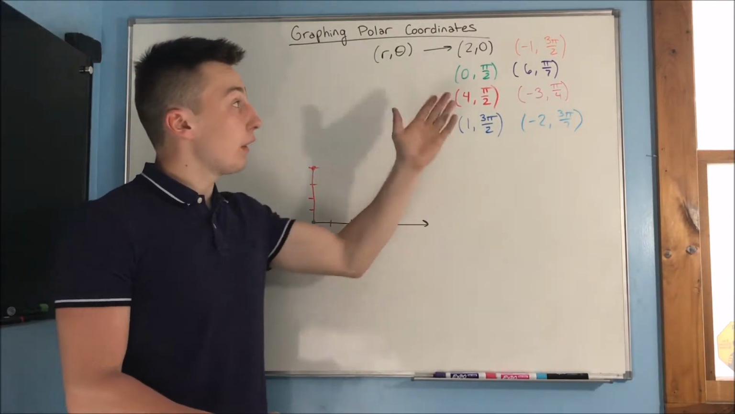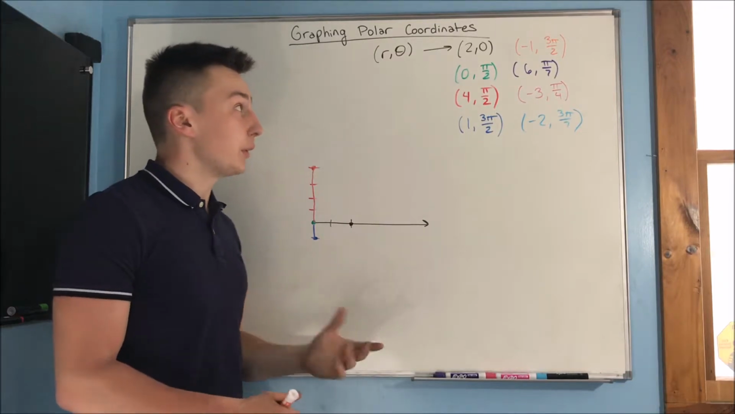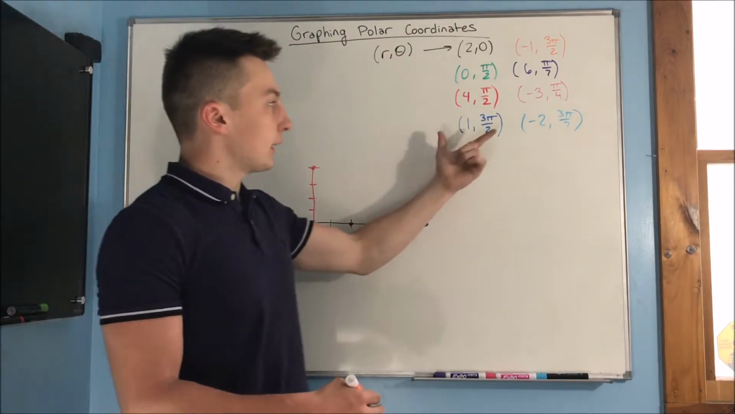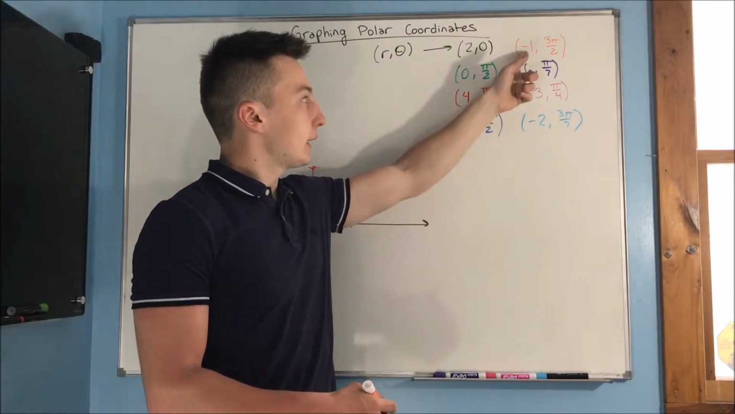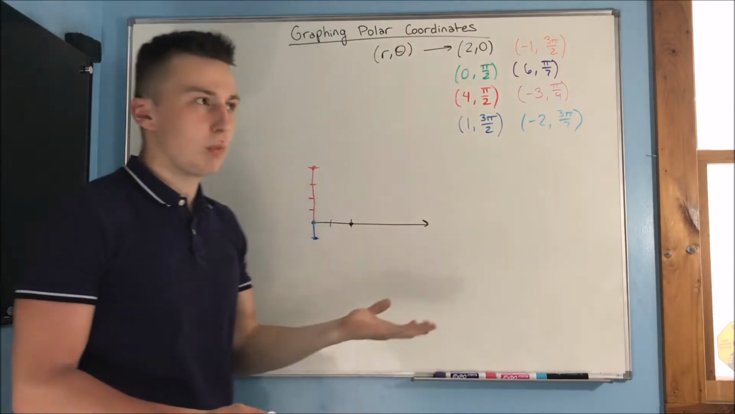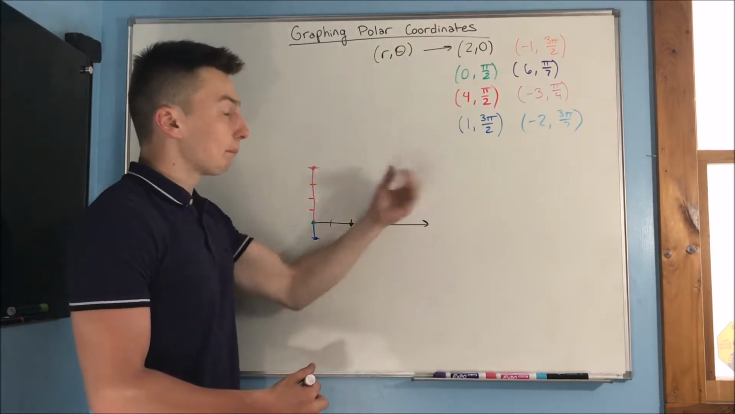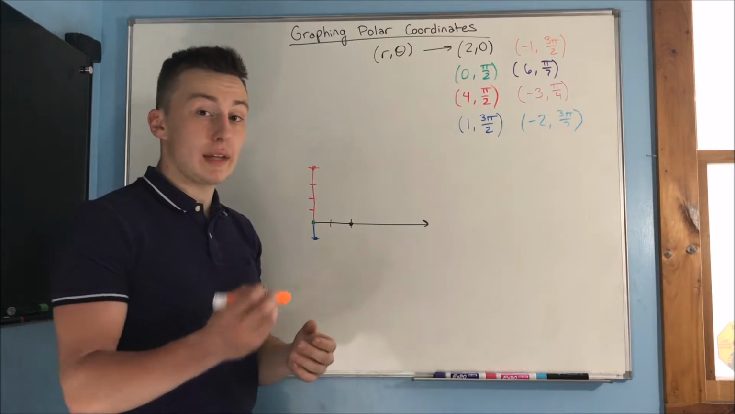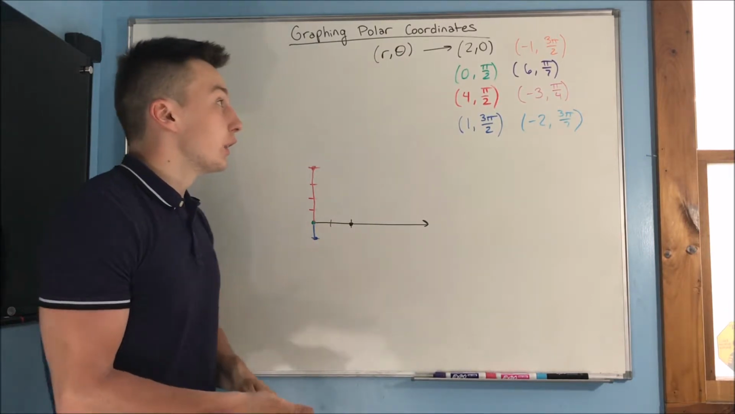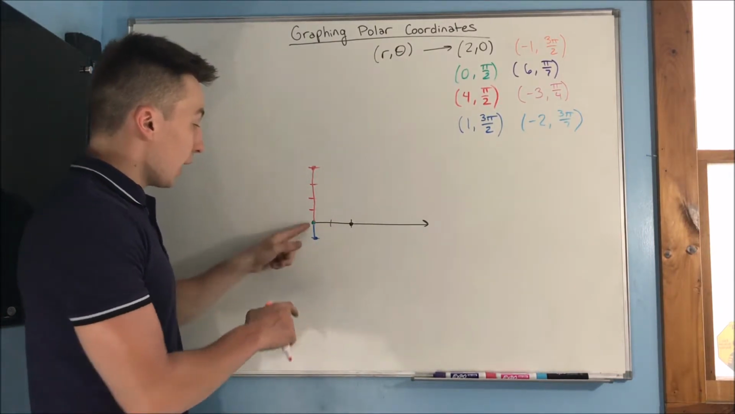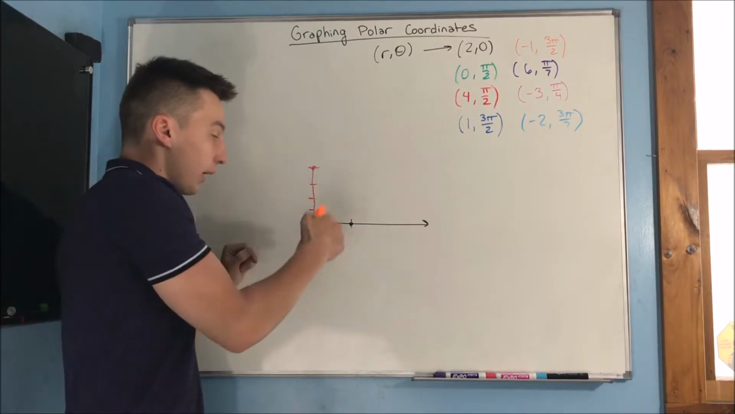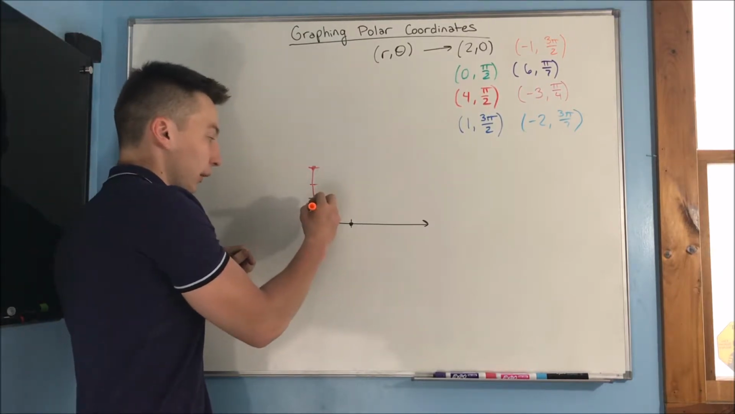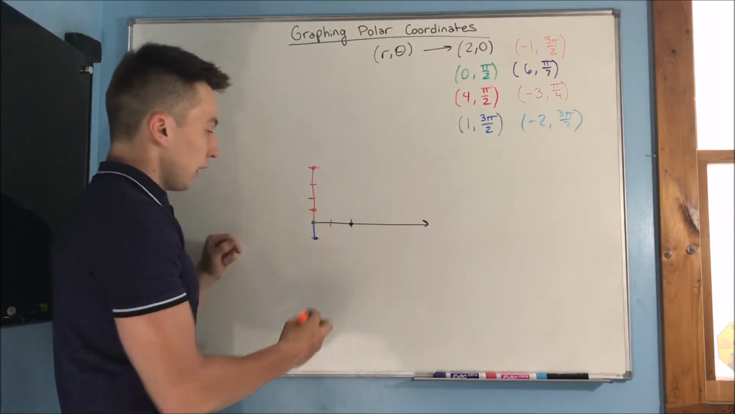So next we have (-1, 3 pi over 2). All right, and what you'll notice here is that this is the exact same point as this one, except we have a negative now. So what does that mean for us? Well, all that means is that we're going to be going in the opposite direction. Okay, so we'll start out from the origin, and 3 pi over 2 is going down this way, so all we're going to do is we're going to go up 1. And there's your point.